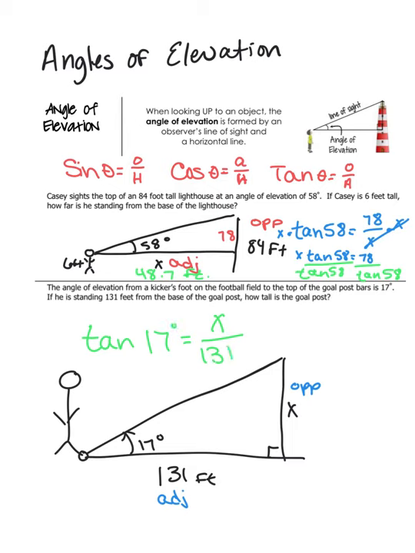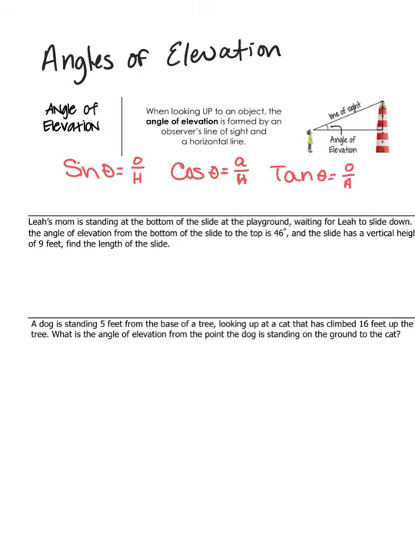Now, because in this case my variable is in the numerator, this is going to be a one-step equation. To get anything out of the denominator, I have to multiply by whatever's in the denominator. So I'm going to multiply by 131. So 131 times the tangent of 17 means that my goalpost is 40.1 feet tall.